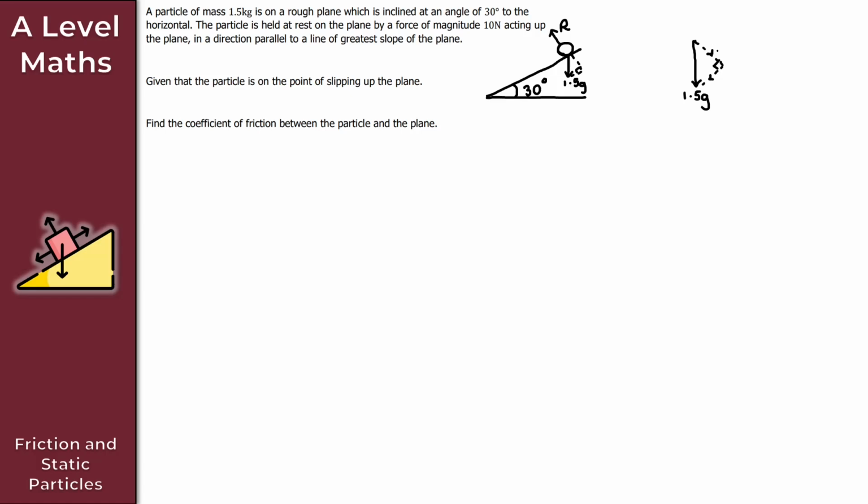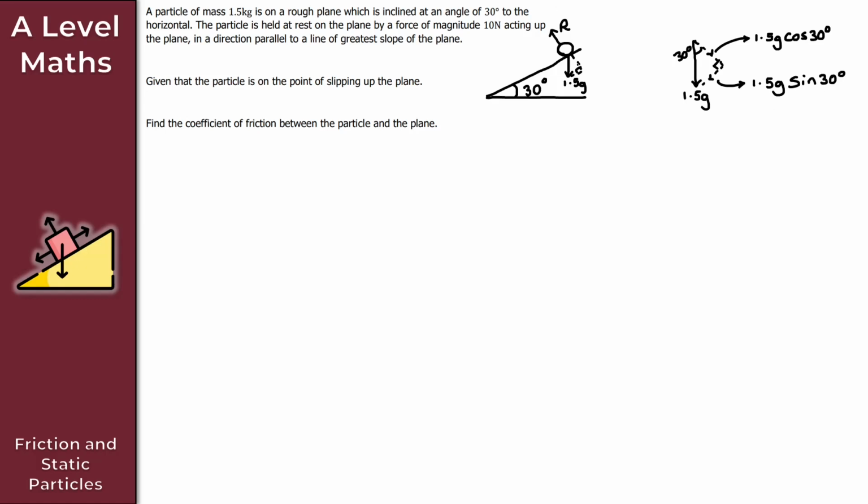For this component, using basic trigonometry, this angle here is the exact same as this angle here. So this angle will be 30 degrees. In that case, this component will be 1.5 g cos 30 degrees. And doing the same for this component, what we get is 1.5 g sin 30 degrees.